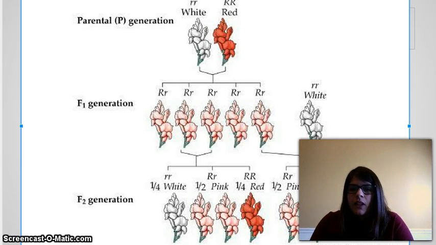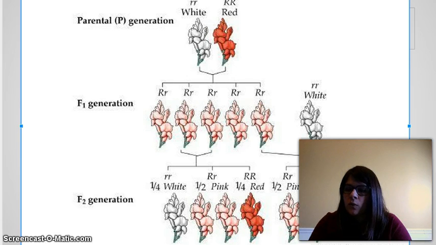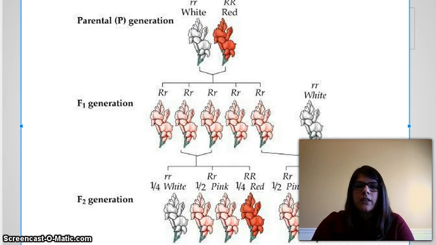Now, as you can see, if you cross two pink flowers, you are going to get a 1:2:1 ratio. It's pretty common. Remember, we talked about that in Mendelian Genetics. So we get one possible white, which is our recessive form. We have one possible red, which is our dominant form. And for our hybrids, we get pink. So that 1:2:1 ratio.